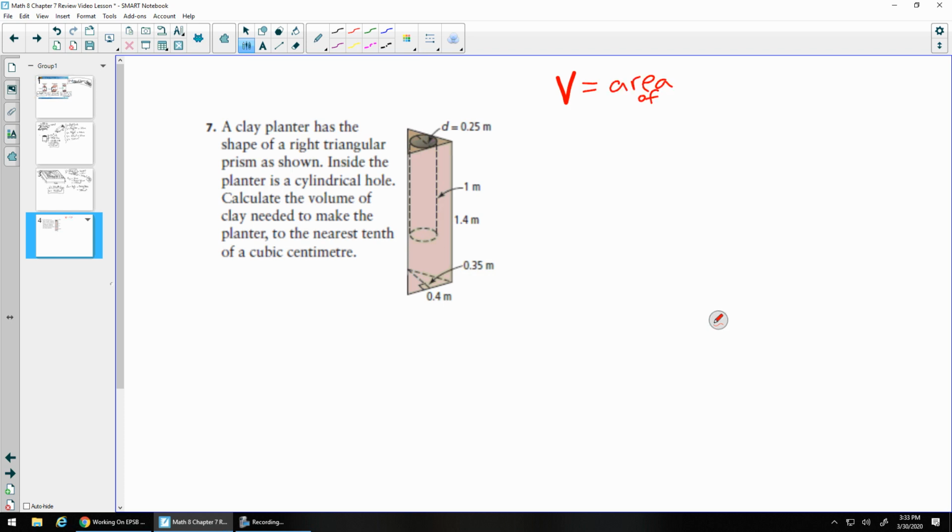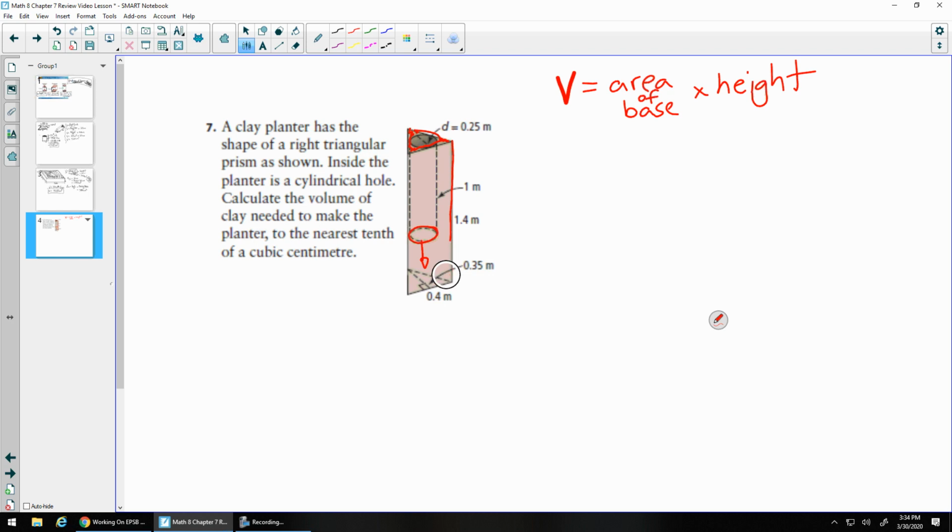I always like to write that down and then figure out what the area of the base is, times the height of the prism or cylinder. Now, since this cylinder doesn't actually go all the way through, I can't find just the area of this leftover triangle piece with that circle gone and multiply it by that total height, because this circle does not go all the way through.